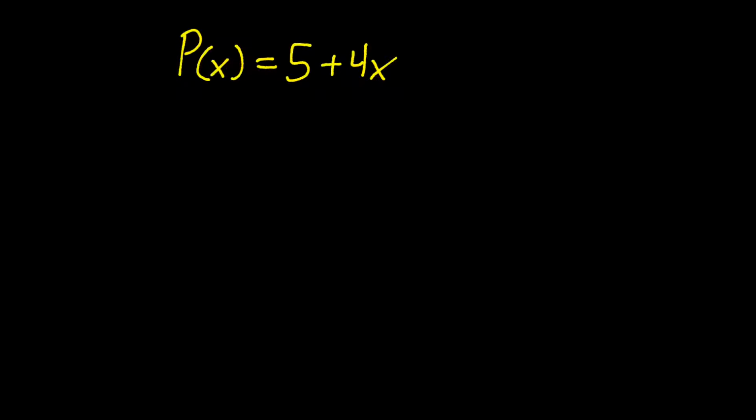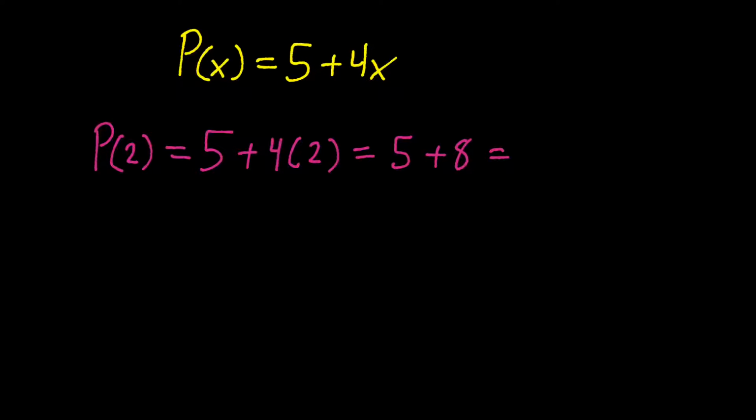Now you might see stuff that looks like this. We're going to use function p right here, and it might say, I want to know what p of 2 is. Well, the way we solve this is we take our function from here, we take our x variable, and we put 2 in its place. So this would become 5 plus 4 times 2, which would equal 5 plus 8, which gives us the answer of 13. So p of 2 equals 13.